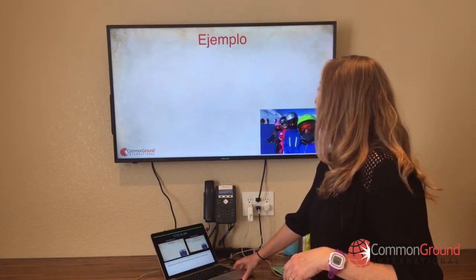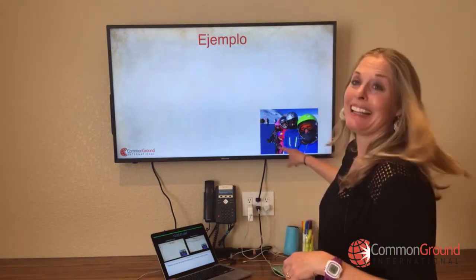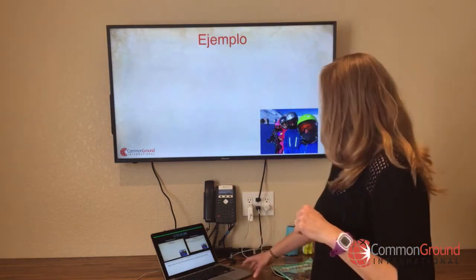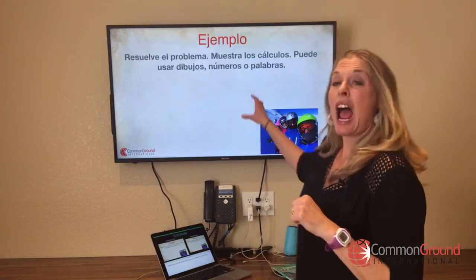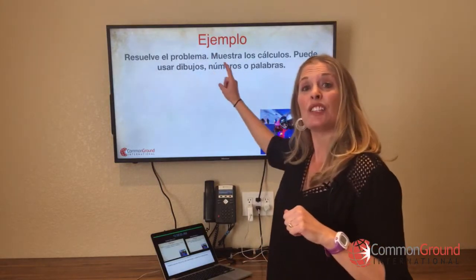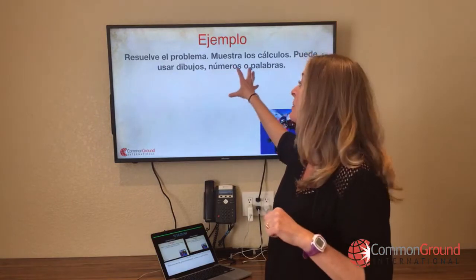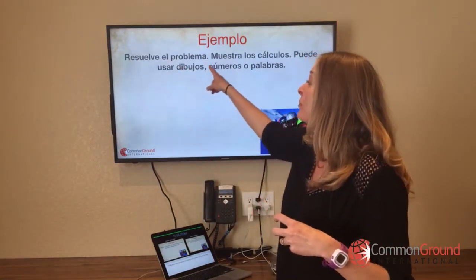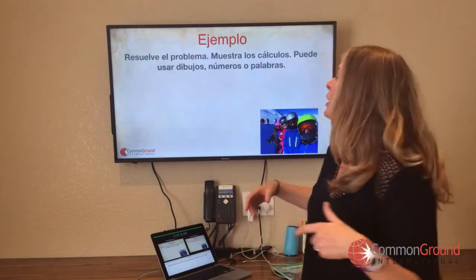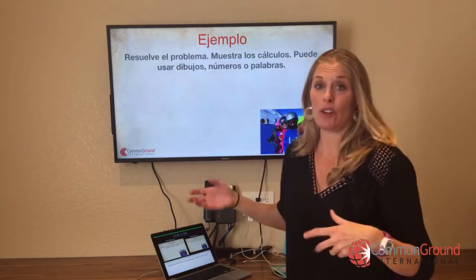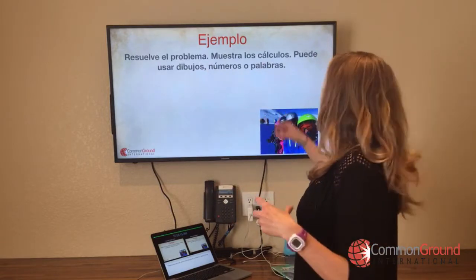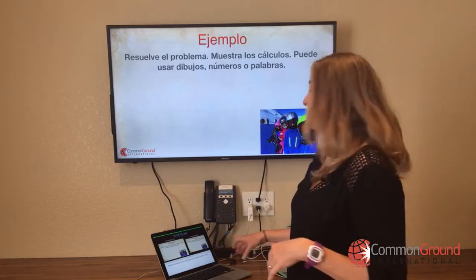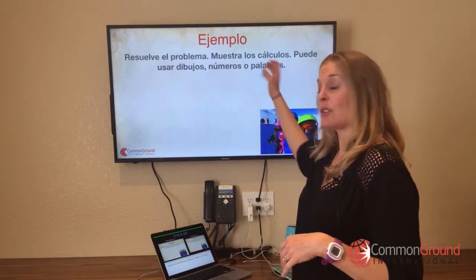Ok, unos ejemplos. Esa es mi familia esquiando el fin de semana pasado. Entonces, algunos ejemplos de las instrucciones que van a ver. So here are some examples of instructions that you'll see on worksheets. Ok, resuelve el problema, solve el problema, muestra los cálculos, show your work. Puede usar dibujos, números, or palabras. You can use pictures, numbers, or words.